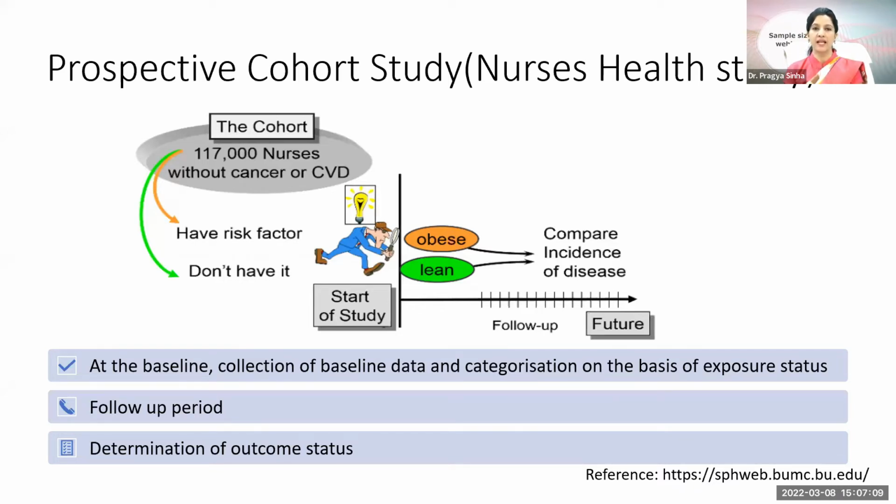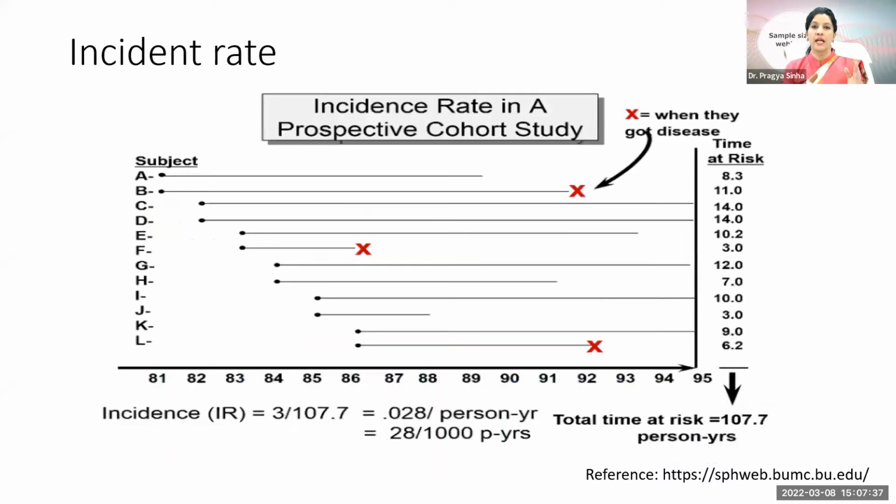So at the baseline, they collected all the data and did the categorization on the basis of exposure status. Definitely there will be a follow-up period, and then at the end, there is the outcome ascertainment, and a determination of the outcome status. So this is a prospective cohort study, and the classical example which we are giving is the Nurses Health Study. In a prospective cohort study, we calculate incident rate.